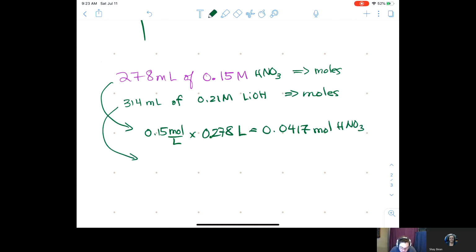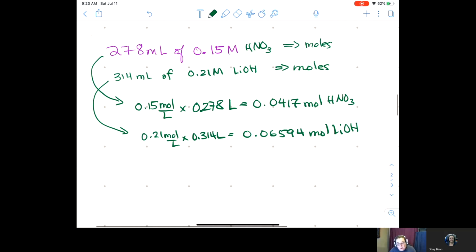For my lithium hydroxide, I do the 0.21 moles per liter times the 0.314 liters, and I get 0.06594 moles of lithium hydroxide.